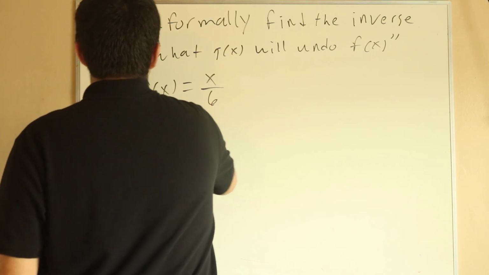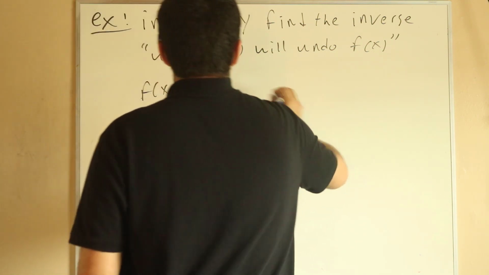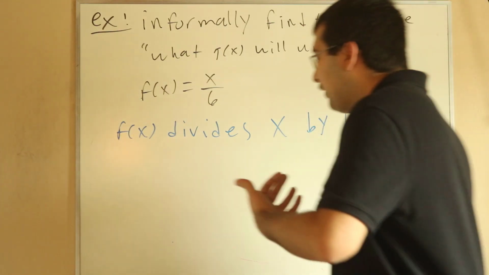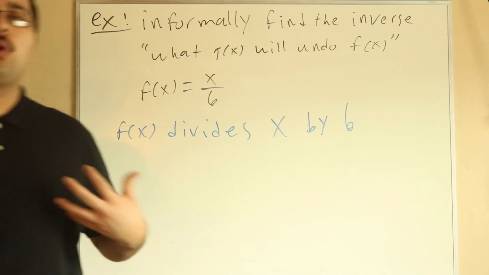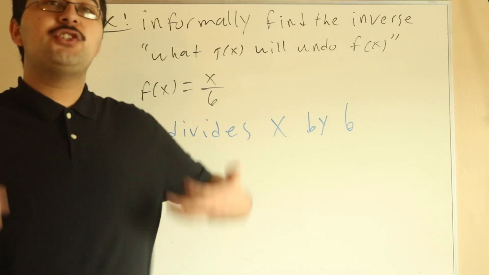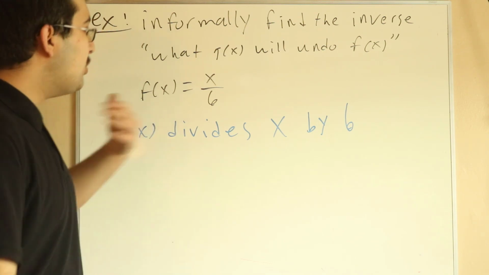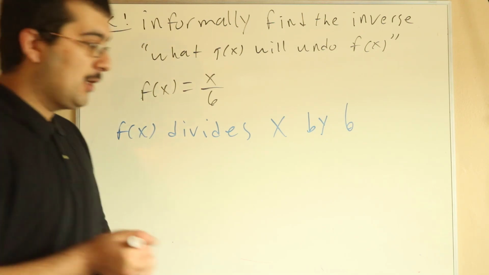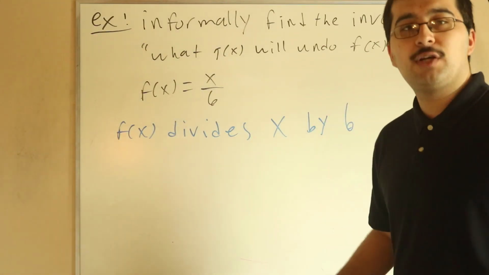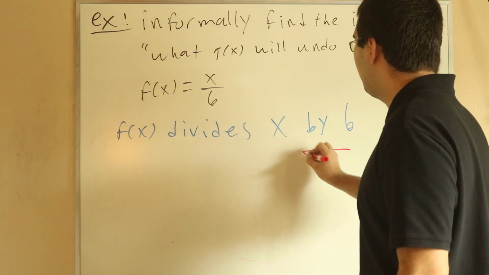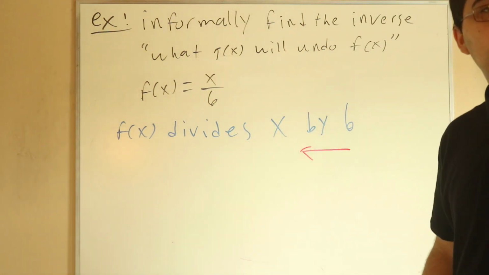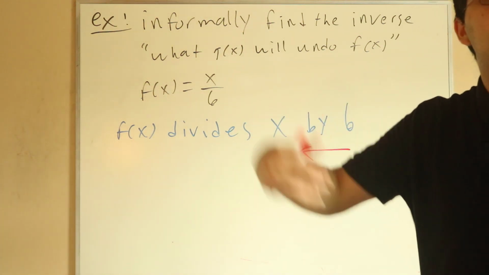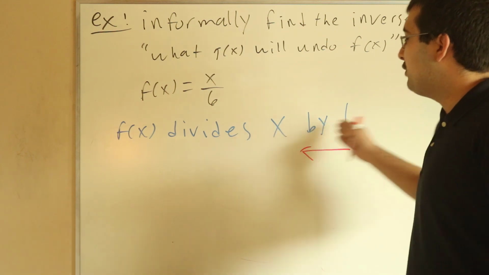So f of x divides x by 6. Okay? So if we understand that the general core of today's concept is that inverse functions undo another function, my g of x that I'm going to make, I want to undo this division by 6. So when trying to generate these inverse functions, whatever that function does, however you describe it in words, go in the opposite direction of how you describe it in words and undo everything you see. So in other words, I see a division by 6.